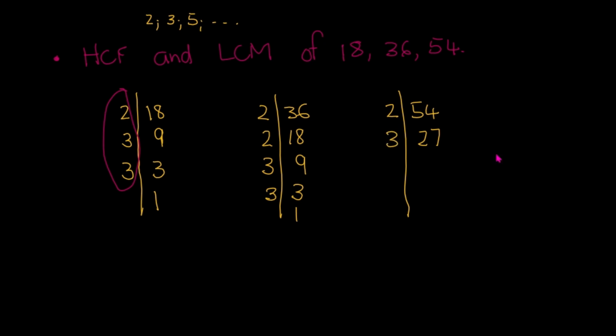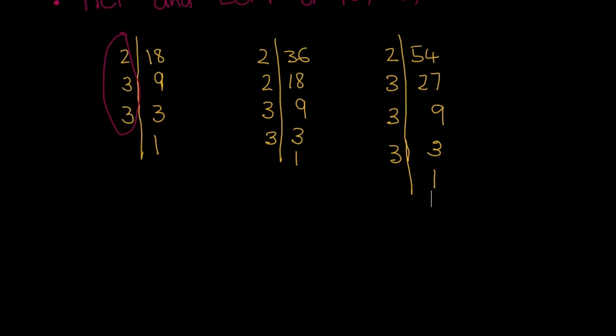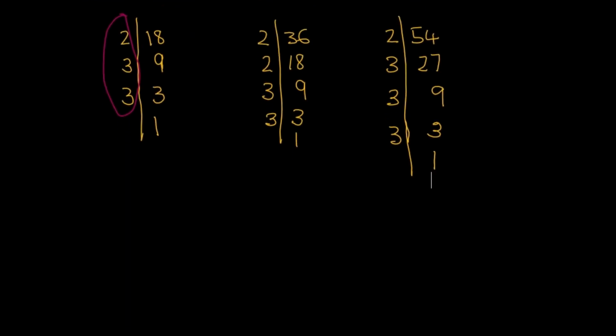3 will go into 27 9 times. 2 can't go into 9, so 3 will go into 9 3 times. And 3 will go into 3 1 time. Okay, so I've got all my factors of these 3 numbers. So what I do is I'm going to now list those 3 numbers horizontally.